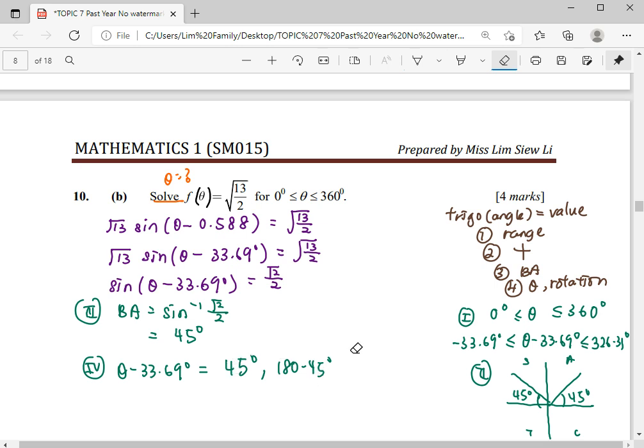So our last step, we will simplify to get our data. Plus back our 33.69. So this is our answer in the simplest form.